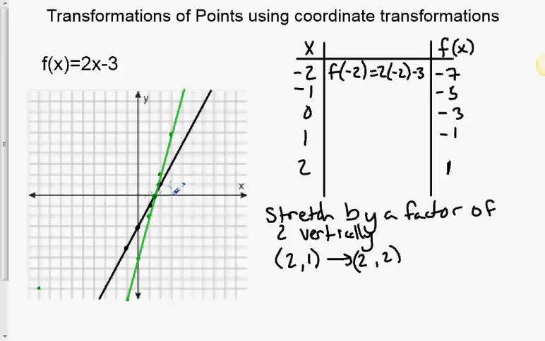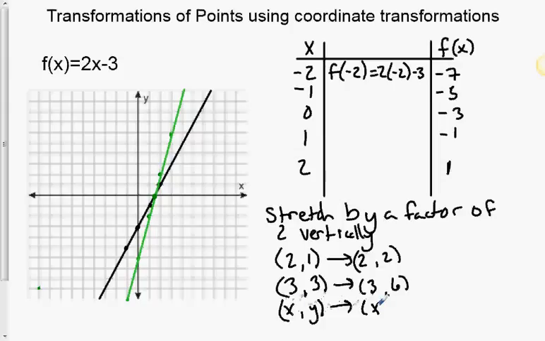If we take a look at the point 3, 3, that was an original point that was there. So 3, 3 has become the point 3, 6 now. We can notice that the y value here is being multiplied by 2 every time. So if we take the point x, y, that is becoming the point x, because the x value stays the same for each one of those, and then the y value gets multiplied by 2, so it becomes 2y.